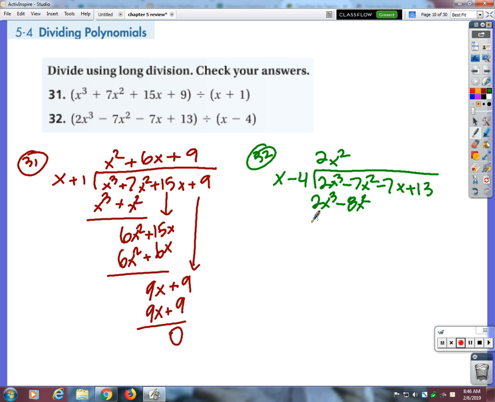Alright, tricky part. Everybody be careful. We're subtracting. So 2x cubed minus 2x cubed cancels. Negative 7x squared minus negative 8x squared is really negative 7x squared plus 8x squared, because the two negatives become a positive. So what do you get from that? 1x squared. And then I'm going to bring down the negative 7x and start again.